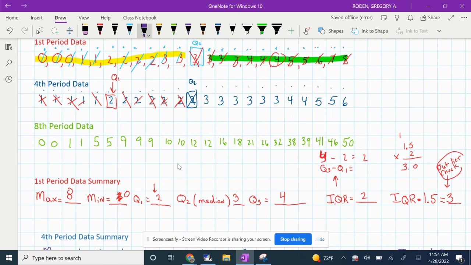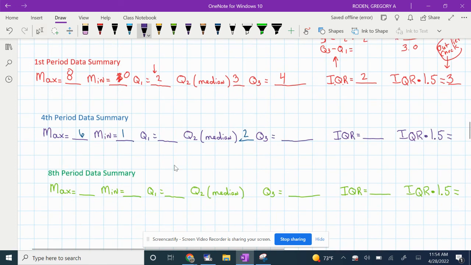All right. So here's something interesting: your Q1 and your Q2 got smashed together. So the Q1 is also 2. That's interesting, that your median got smashed into your first quartile. All right. And we'll talk about what that looks like.